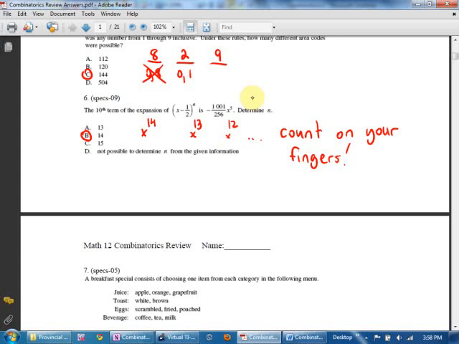In this case, because they were only asking me to find n, and I knew I was going down by 1s, because there was no exponent on the x, I didn't write out 3 and find the pattern. I started with my answers. Okay.